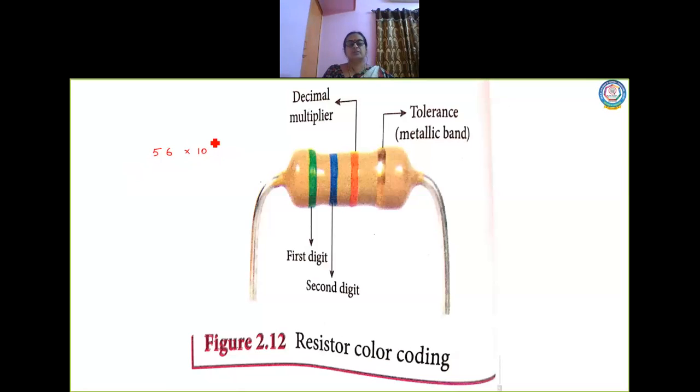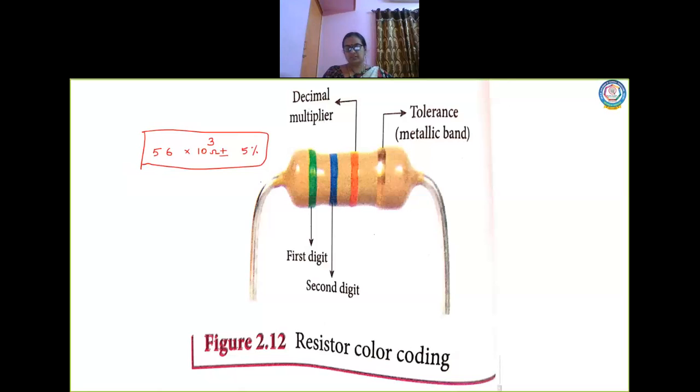What is the number for orange? It is 3. So it is into 10 power 3, plus or minus. You have the tolerance of the gold metal band, which is 5%. Now since you are measuring the value of resistance, the unit is ohm. So this is the resistance of this resistor.